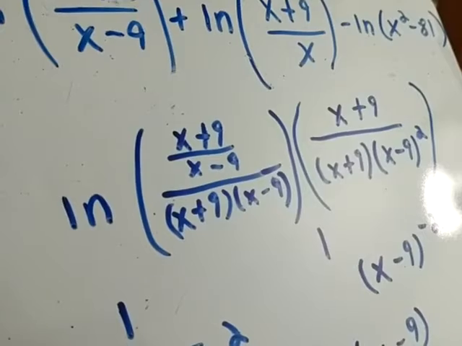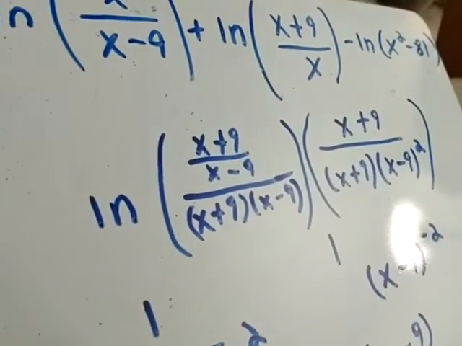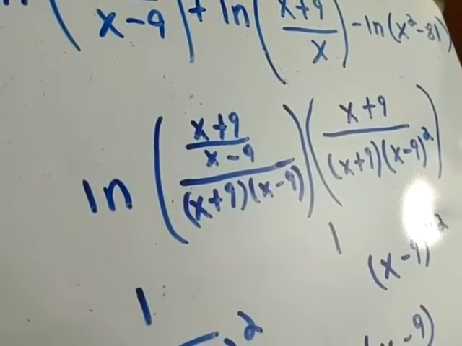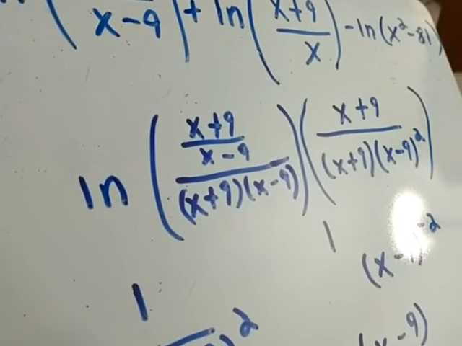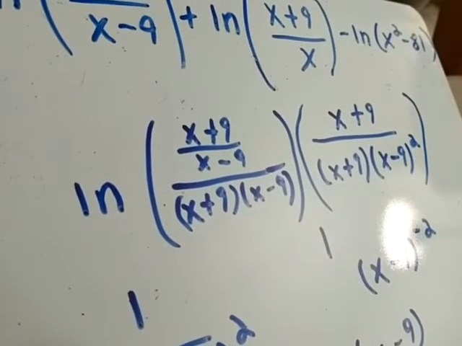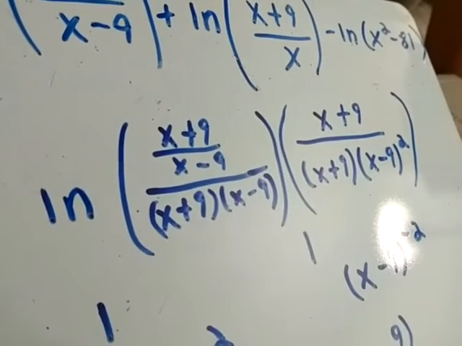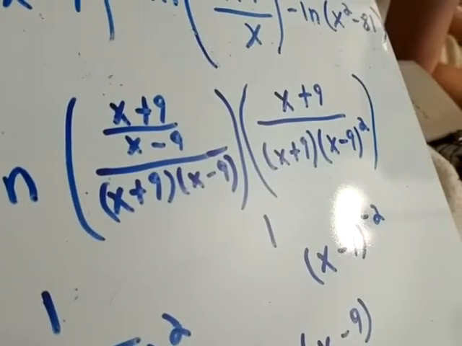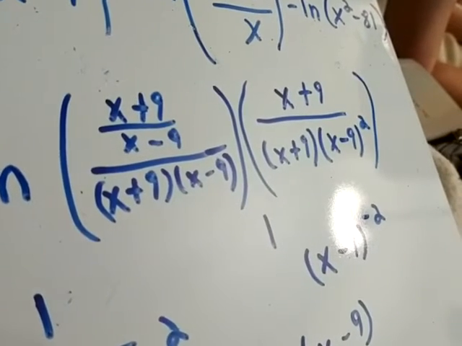So now I have ln of x plus 9 over x minus 9 in the numerator, over x plus 9 times x minus 9 in the denominator. One thing I'm going to want to try to get rid of is the x minus 9 in the denominator of the numerator. So I'm going to multiply the bottom times x minus 9.